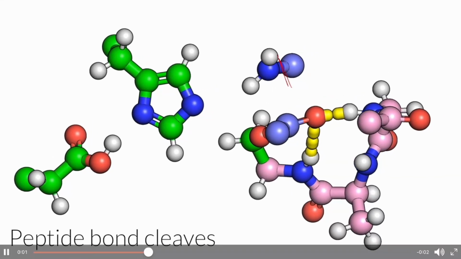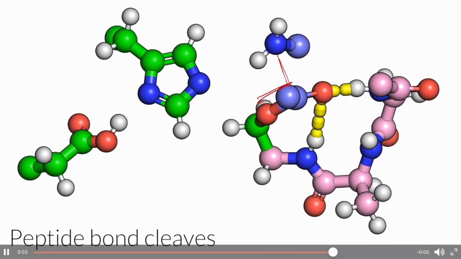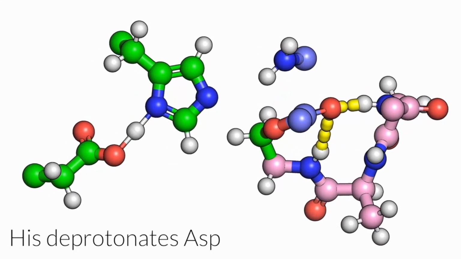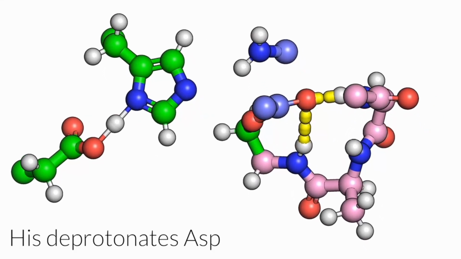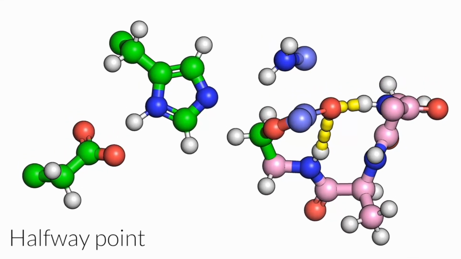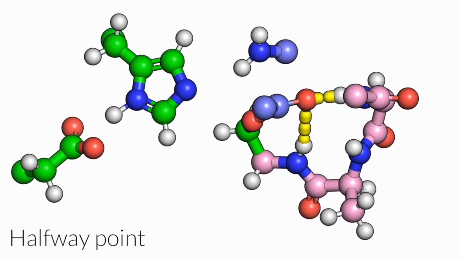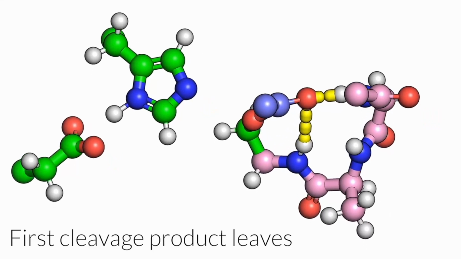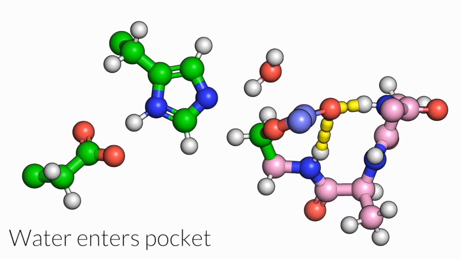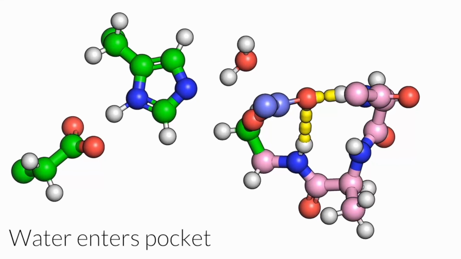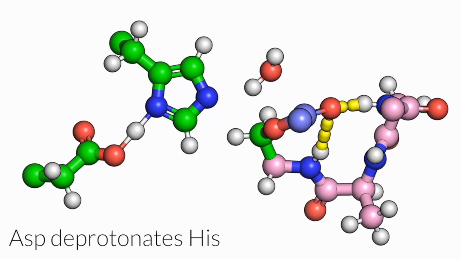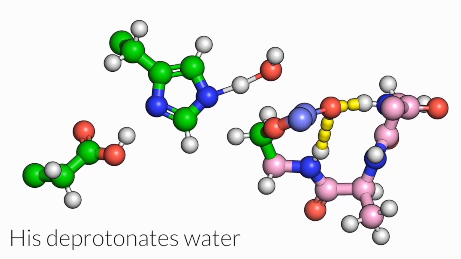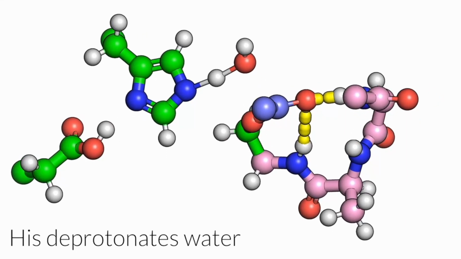Okay, so we cleaved the peptide bond there. Once we've cleaved the peptide bond, we're going to restore the catalytic triad back to its starting point, and now we're at the halfway point of the reaction. The first cleavage product just left, and now we bring in the water. This water is going to be primed by the catalytic triad, just like the serine was, to become a nucleophile. So we're moving the protons off the side there.